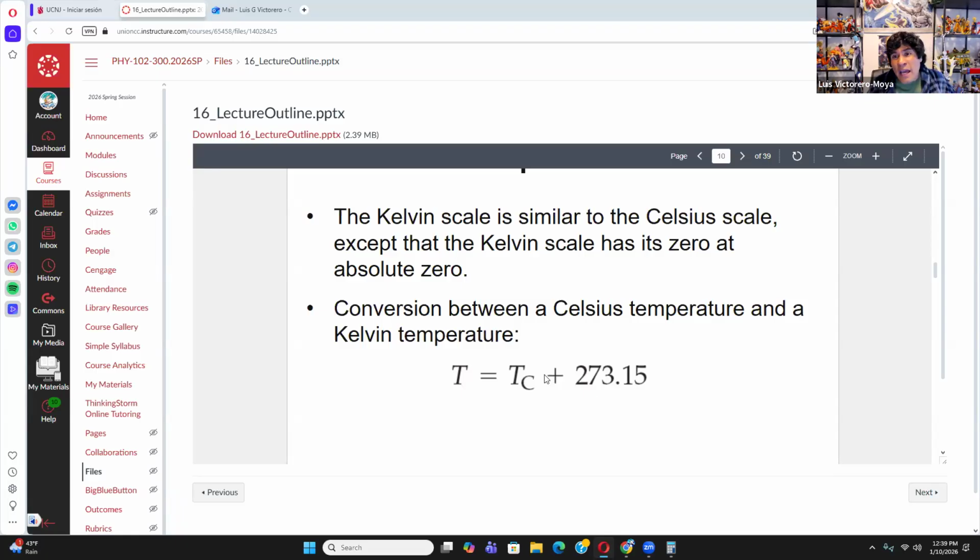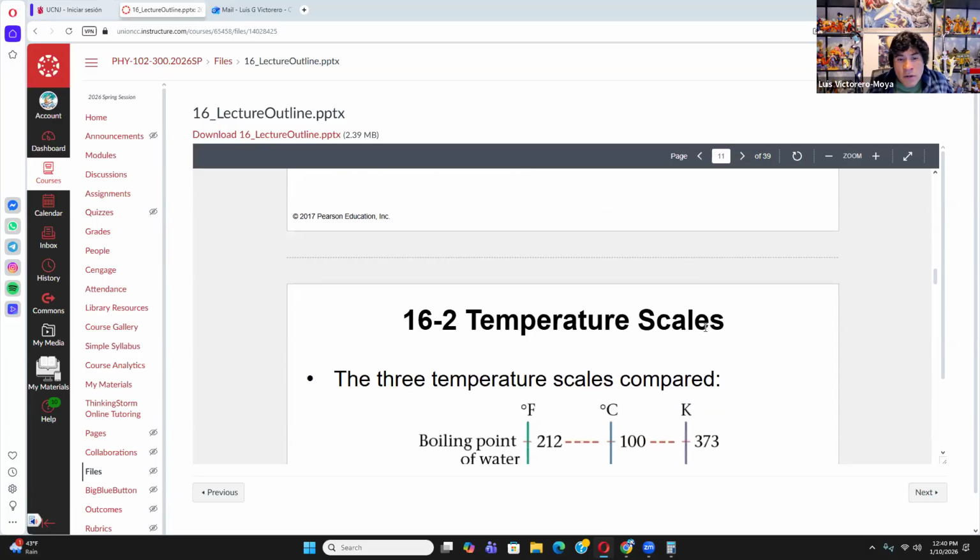Now, for very high temperatures, for example the temperature of the core of the Sun, which is about 10 million Kelvin, that is about 10 million Celsius. For very, very large temperatures, this relationship makes the two about the same. Not for Fahrenheit, but for Celsius and Kelvin, we end up talking about the same value. That's just how it is.